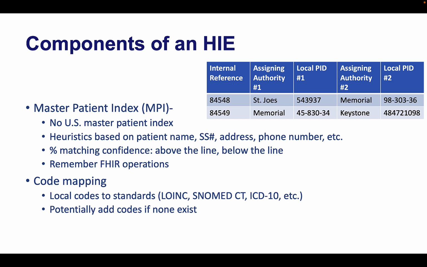Another component of an HIE is code mapping. Often EHRs will have local codes. For the HIE to be able to respond to queries, you're going to have to take those local codes and convert them into standard codes. So hopefully the local code will get turned into LOINC, SNOMED-CT, ICD-10, whatever. Another option is if no codes come in with the incoming data, perhaps you can add a code.